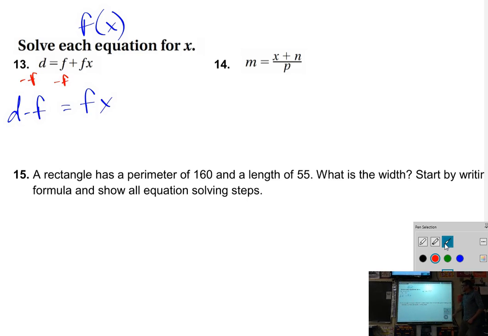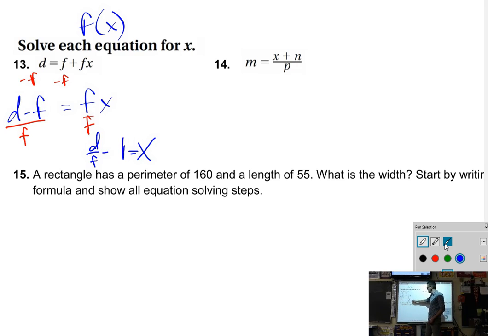Then to isolate the x, I have to get rid of that f, so I divide, sorry, not by x, I divide by f. And over here, again, we divide everything on that side by f. So now I have x by itself: d divided by f, and then the minus is still there. F divided by f, any value divided by itself, is going to be 1. So we get d divided by f minus 1 is the value of x. As soon as I know what d and f are, then I can go ahead and solve for x.